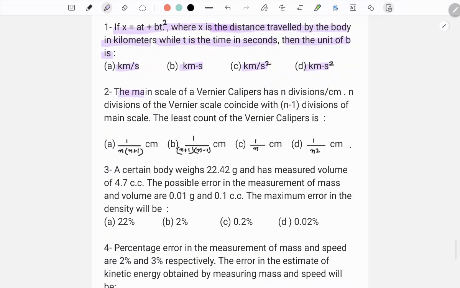Question number 2. The main scale of vernier calipers has n divisions per centimeter. N divisions of vernier scale coincide with n minus 1 divisions of the main scale. The least count of vernier calipers is.